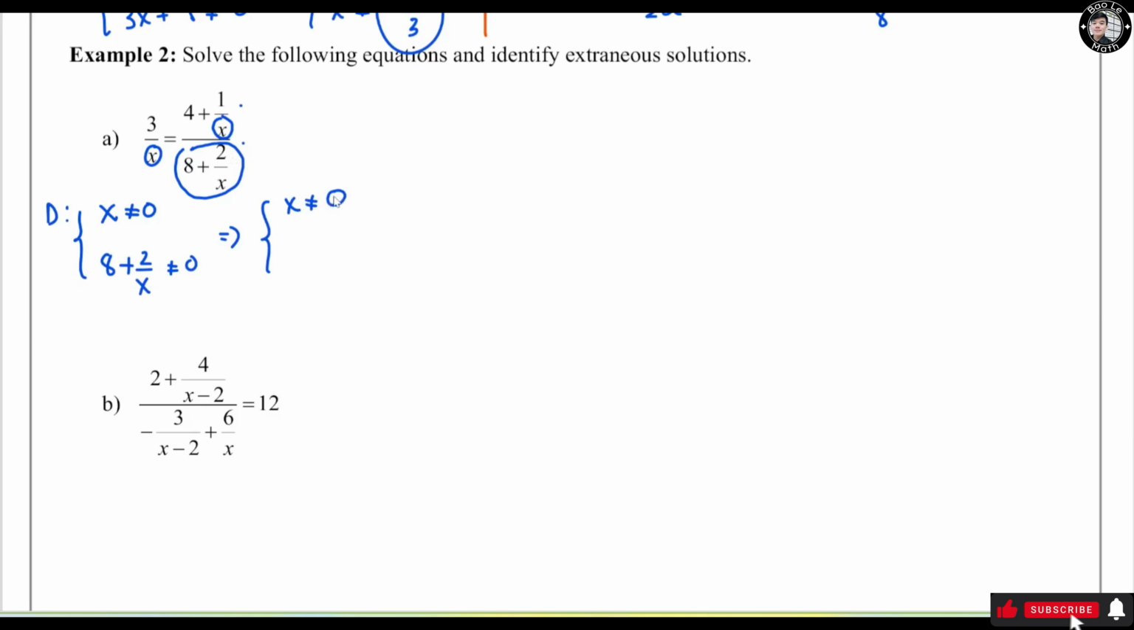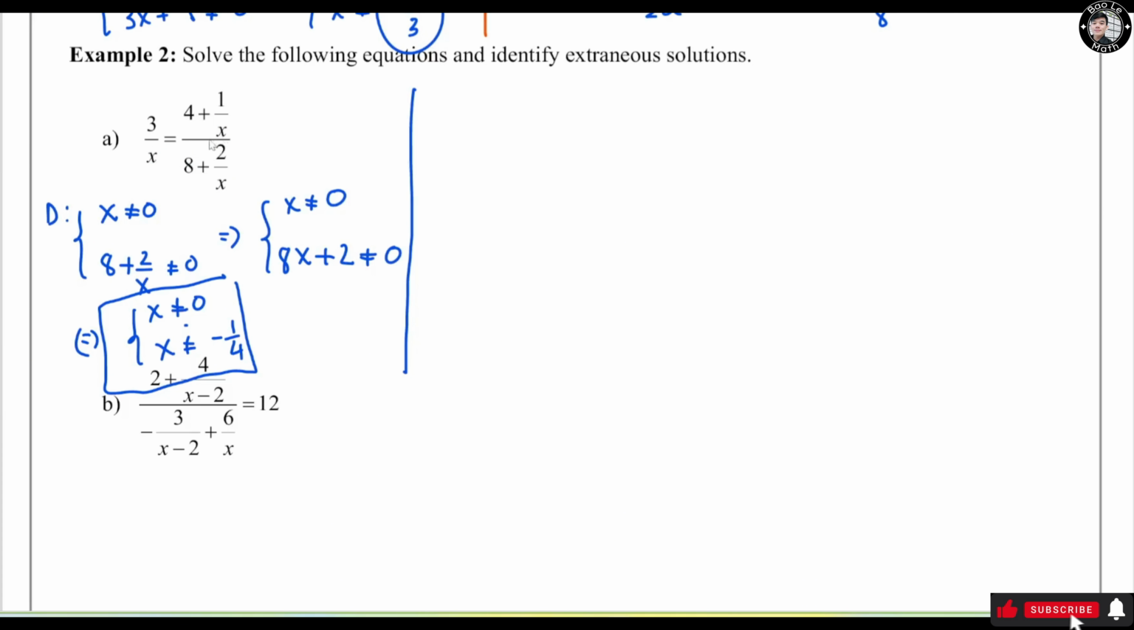Now, since s not equal to 0, you can multiply both sides by s. So we have 8 times s plus 2 over s times s could be 2. 0 times s could be 0. So it's going to be s not equal to 0 and s not equal to negative 1 over 4. This one is the domain, so keep this one in mind.